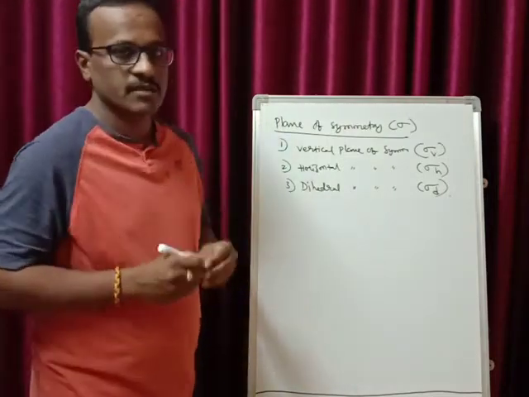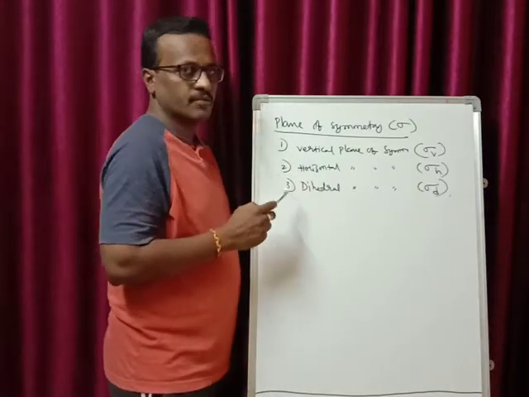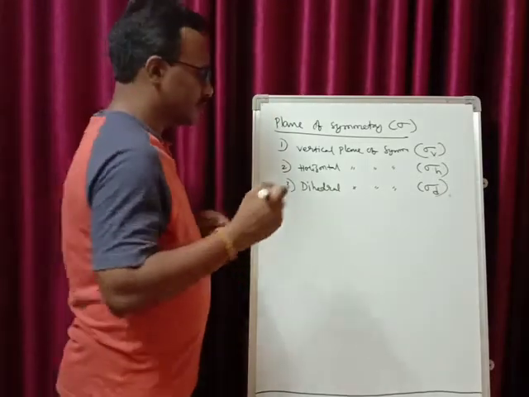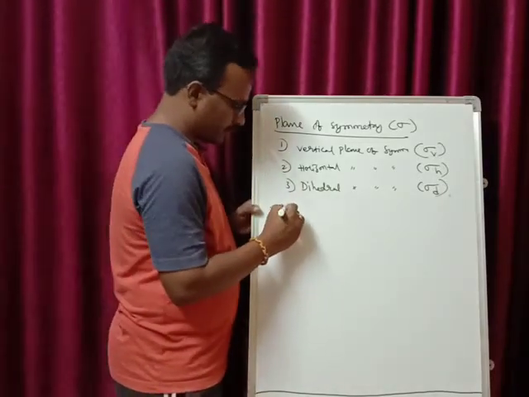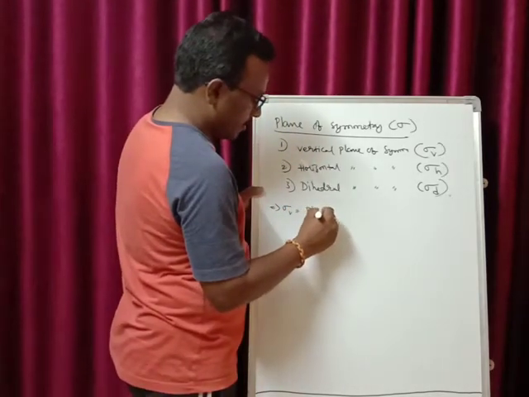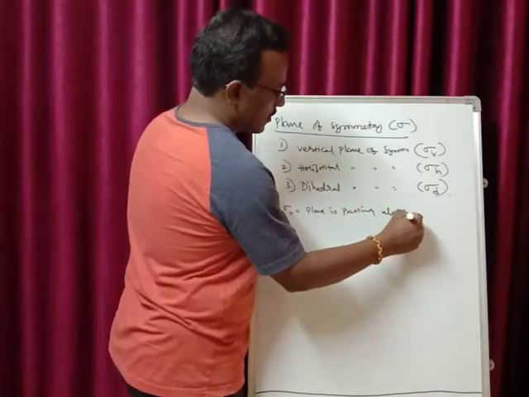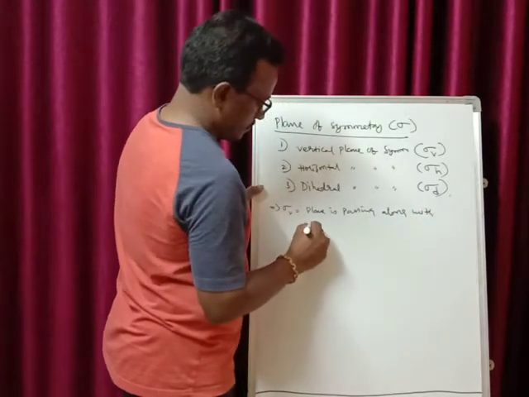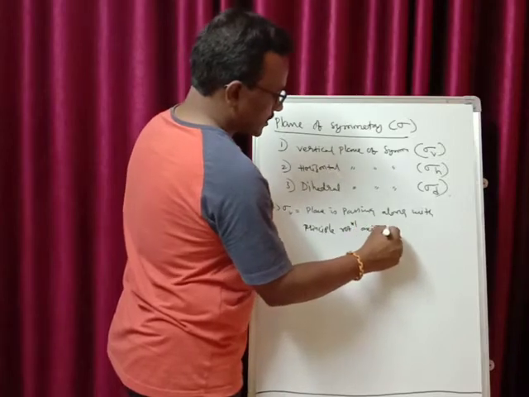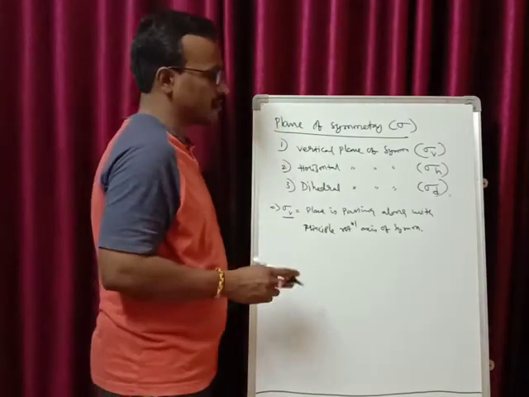So we just understood what a plane of symmetry is. Now the classification of the plane of symmetry tells you that there are three different types: vertical, horizontal, and dihedral. Now let us take them one by one. What is a vertical plane of symmetry? Sigma v states that if the plane is passing along the principal rotational axis of symmetry, then we call this sigma v or vertical plane of symmetry.